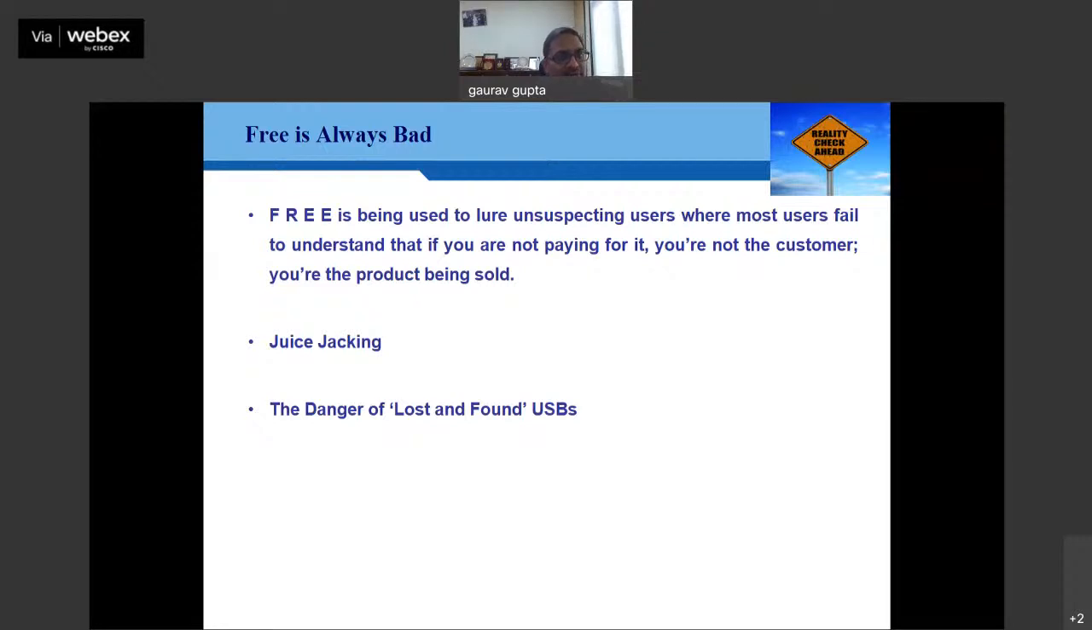So what are the safeguards? Very easy safeguards. If I am going to an airport and my phone is almost dead, I will not charge my phone, I will charge my power bank first. Because a power bank is a dumb device, it can't be infected. And once my power bank is charged, I will charge my phone using the power bank.